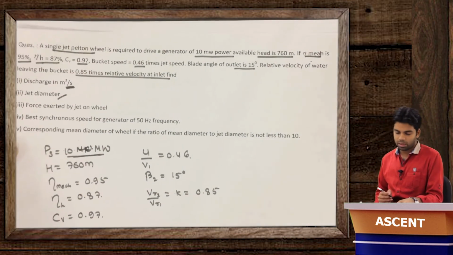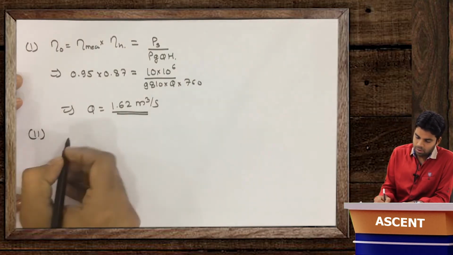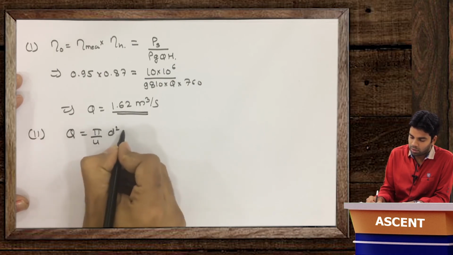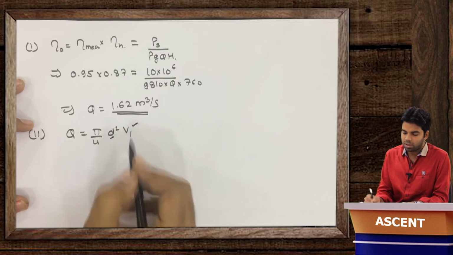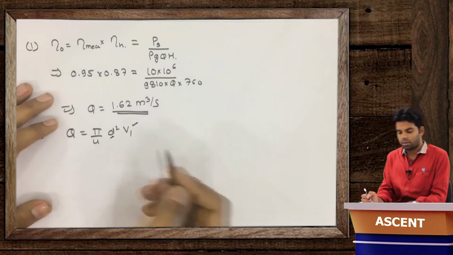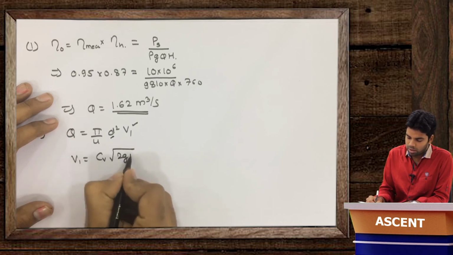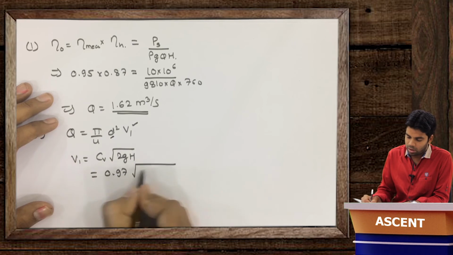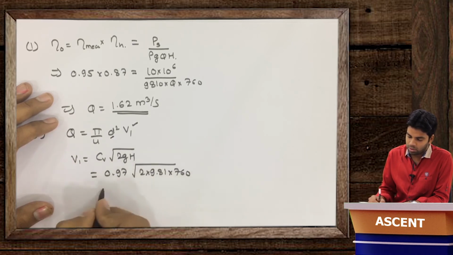Second, we have to determine the jet diameter. Now how can we determine this jet diameter? For this, Q is equal to pi by 4 d square into V1. So in order to determine the jet diameter, first determine the value of V1, and V1 is simple to determine. V1 is equal to CV root 2GH. So just put the value: CV is 0.97, under root of 2 into 9.81 into H, which is 760.